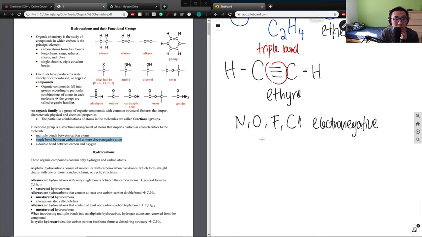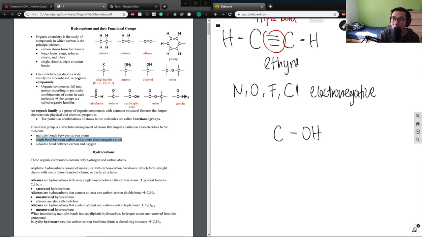So for example, I'm going to take this alcohol. So it's carbon bonded to its OH group here. In this case, I have an oxygen here, an OH group. This is actually called a hydroxyl group, but we'll talk about alcohols a bit later. But you see how this carbon here is bonded to the oxygen, a more electronegative atom. That's also considered a functional group. And in this case, it's called an alcohol.